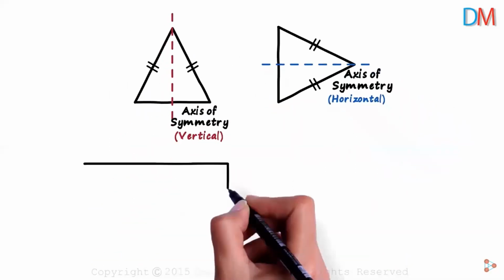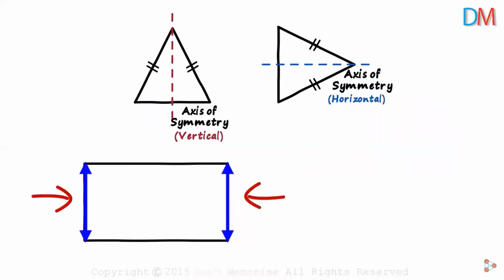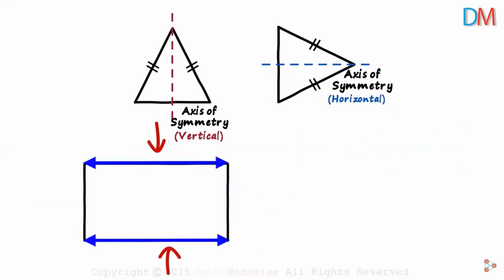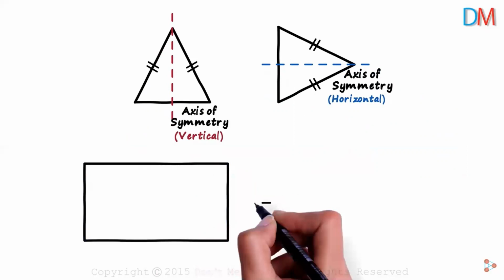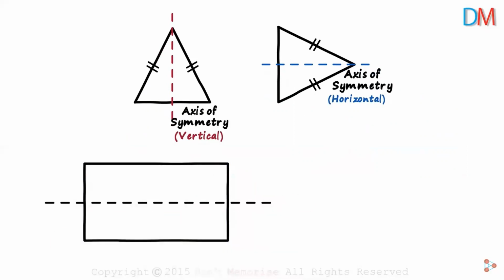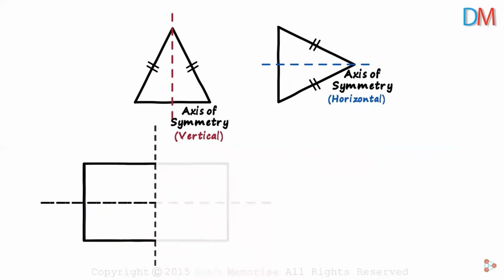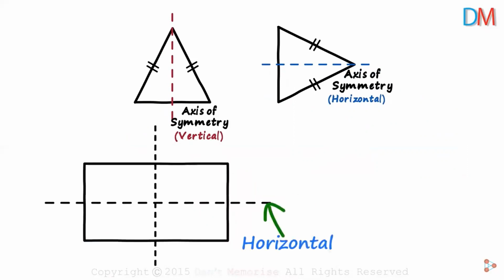Look at this rectangle. These two parallel sides are equal, these two parallel sides are equal, and all four angles measure 90 degrees. It will have a horizontal axis of symmetry like this. When one part is flipped over, it will overlap exactly with the other. And it will also have a vertical symmetry like this. Flip this part and we see the perfect overlap. So a rectangle has a horizontal as well as a vertical line of symmetry.